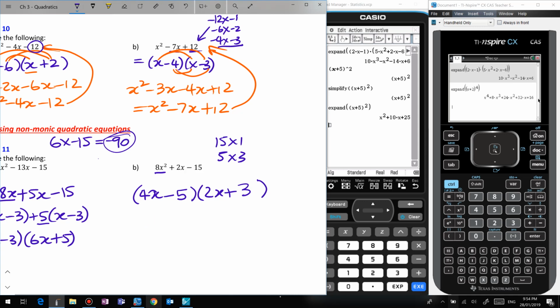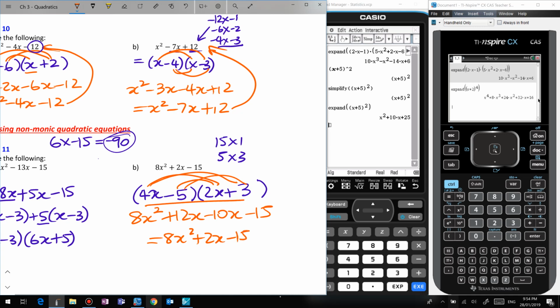And we know, so from here we can show 4x times 2x is 8x squared, plus 12x, minus 10x, and then minus 15, which is 8x squared plus 2x minus 15. So we know that must be factorized. So I just play around.